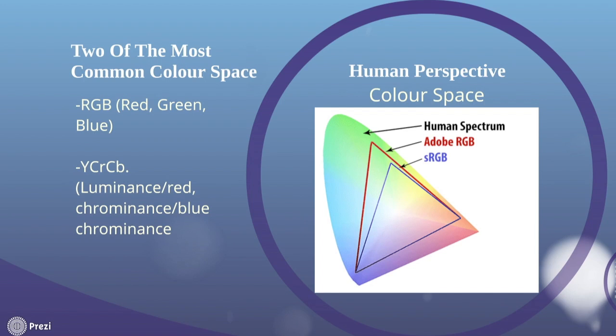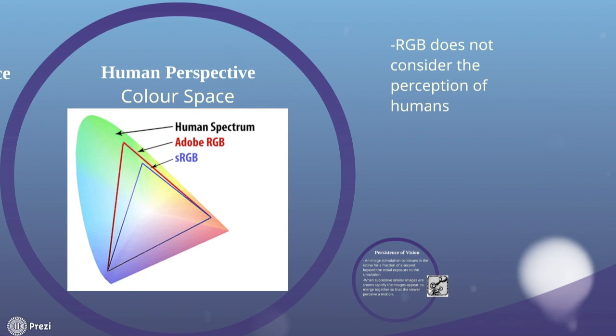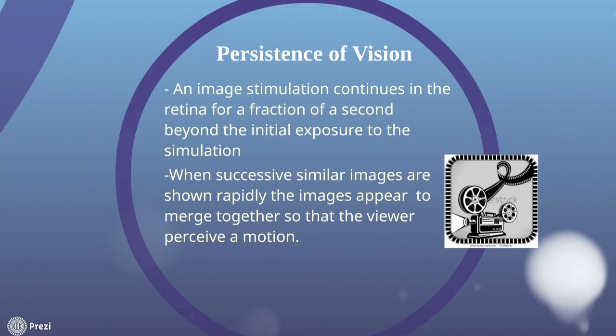Two of the most common color spaces for digital image and video representation are RGB and YCrCb. However, RGB is not suitable for compression since it doesn't consider the perception of humans. In addition, in the YCrCb color space, Y alone can only give the grayscale image. In fact, human eyes are more sensitive to changes in brightness, and this is used in compression.